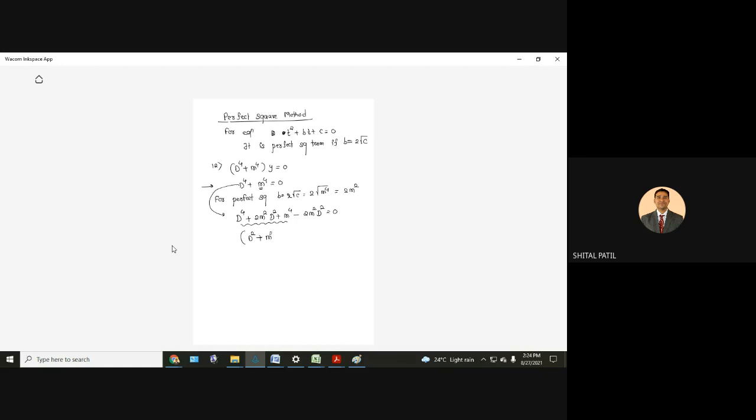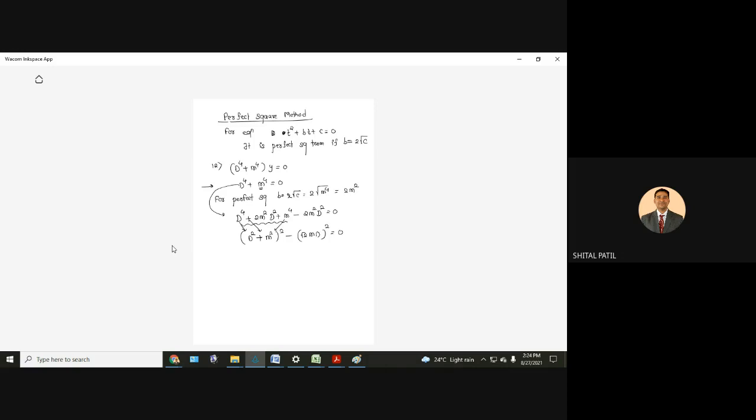Root of the first, sign of the middle term, root of the last term. Square minus, how can we write this? Like this, root 2md whole square, isn't it? Root of first term, sign of second term, and root of third term.